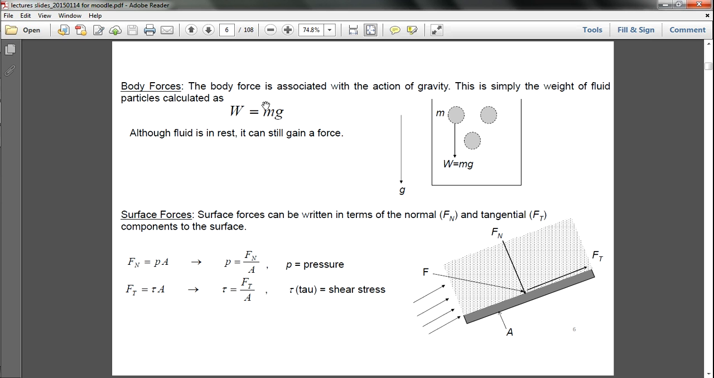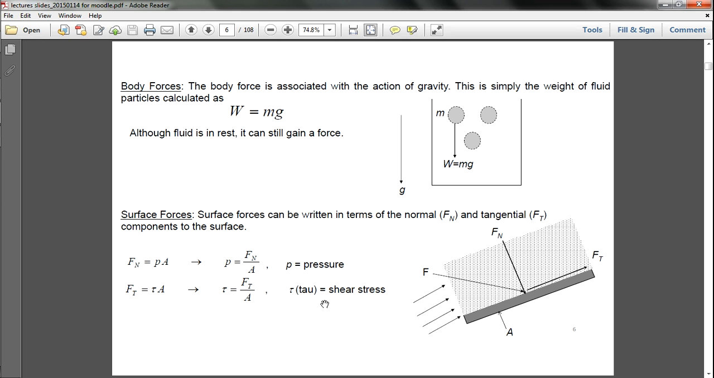And then you have body force and surface force. Body force comprises of W equals to mg, and then surface force is a little complicated. It comprises of the pressure, which equals force over area. The force is the normal force on the plate. So when you apply the pressure normal to the plate itself, you'll have some surface force.